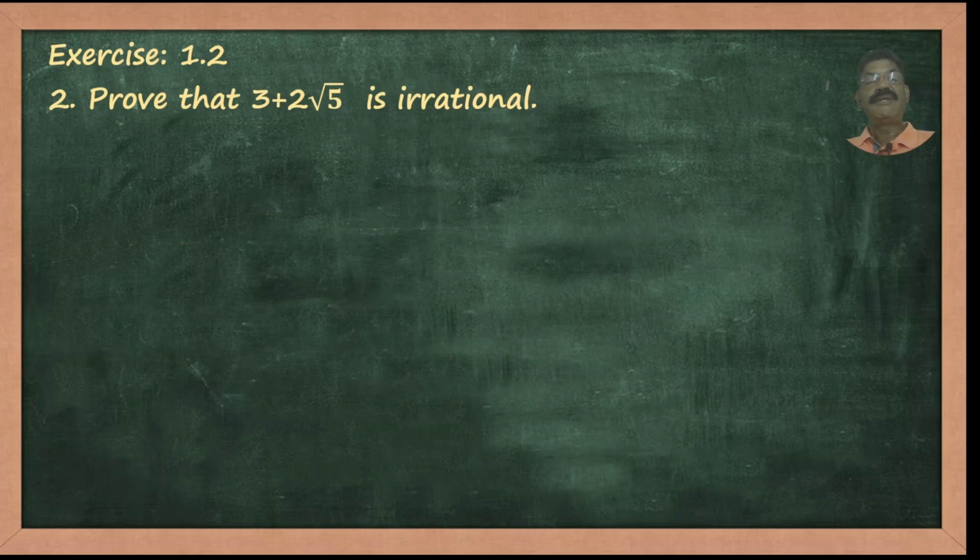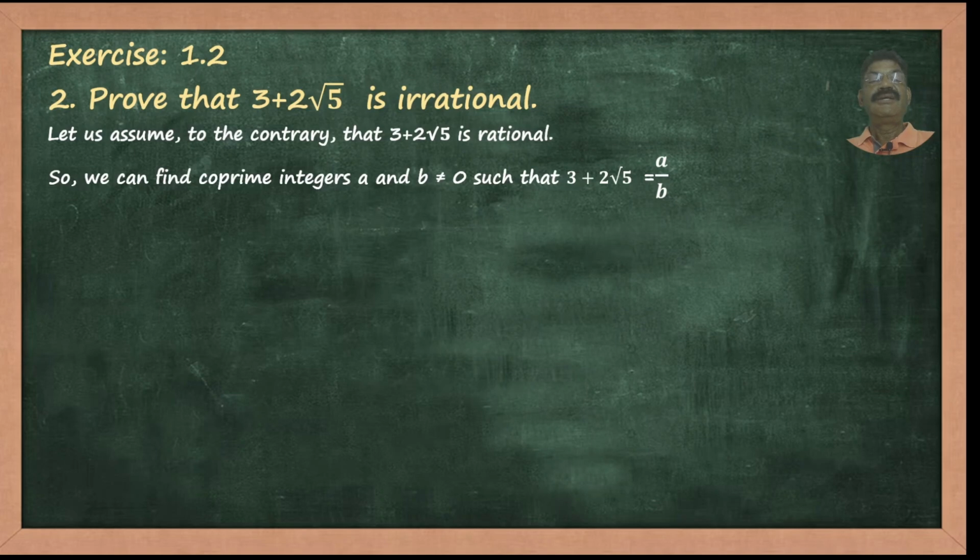Now exercise 1.2, problem number 2. Prove that 3 plus 2 root 5 is irrational. You remember we have already proved that root 5 is irrational. Using that fact, we are going to prove 3 plus 2 root 5 is irrational. Let us assume that 3 plus 2 root 5 is rational. Again, we can find co-prime integers a and b, b not equal to 0, such that 3 plus 2 root 5 is equal to a by b.